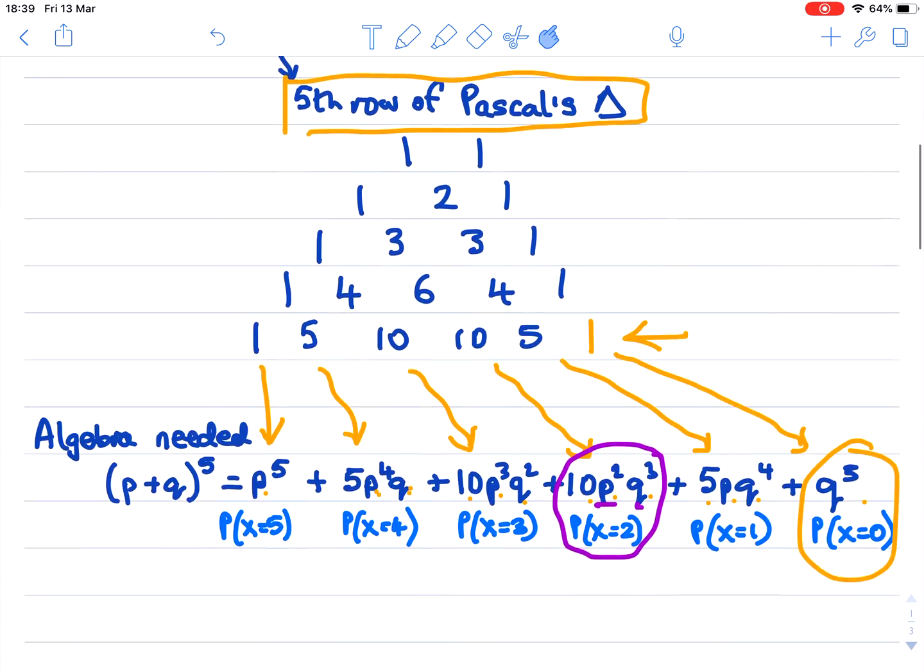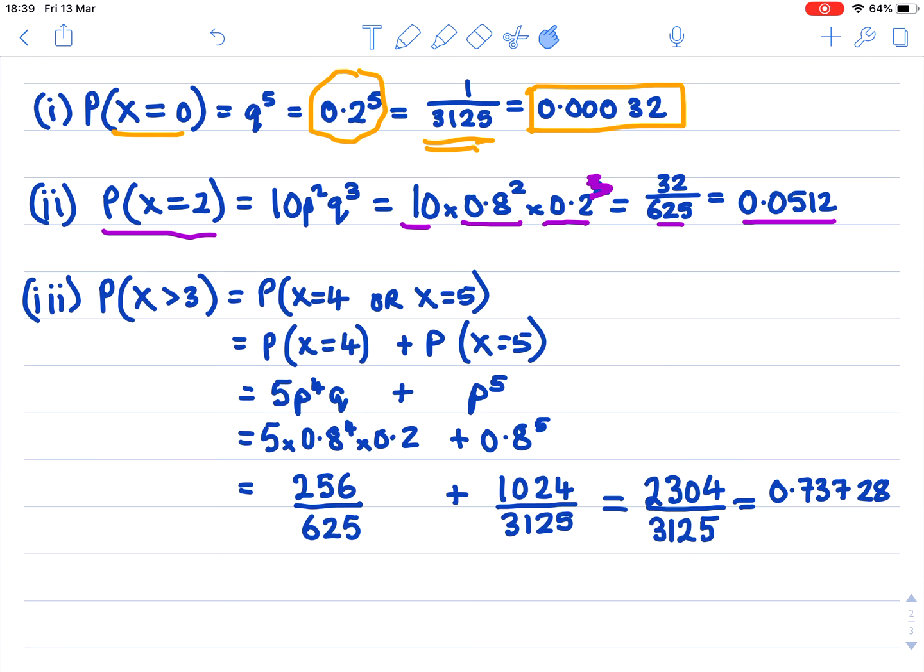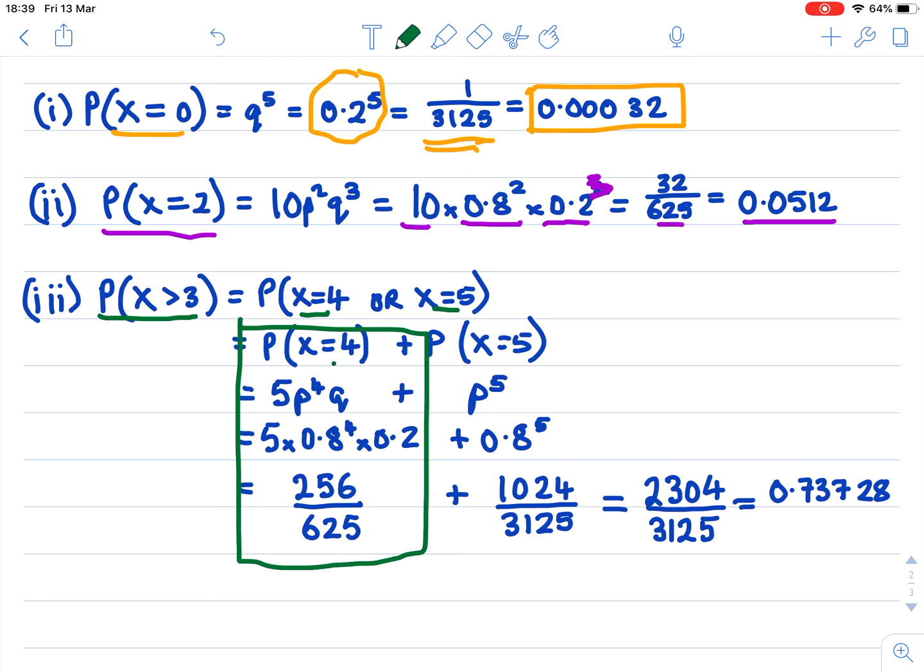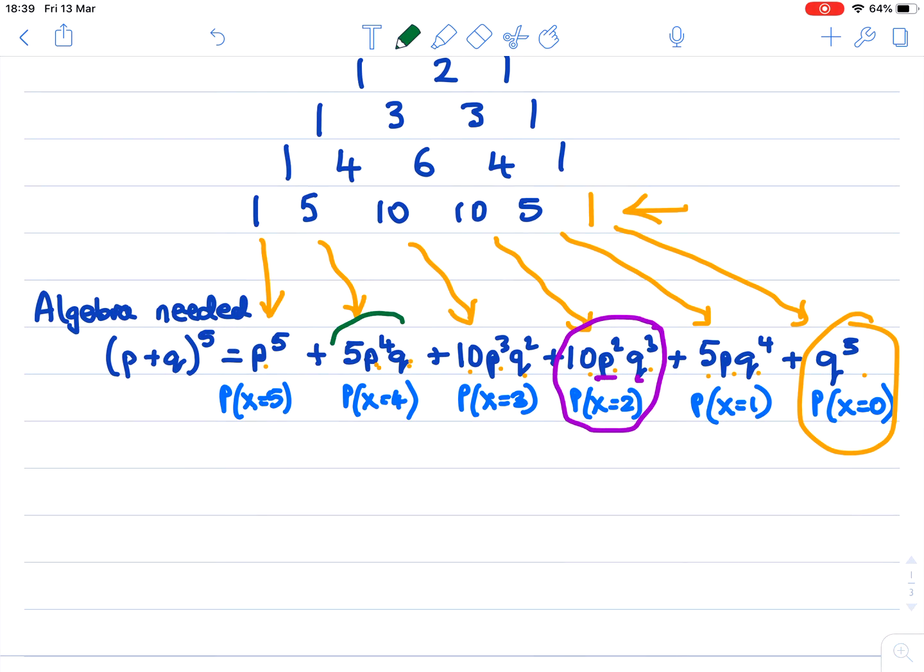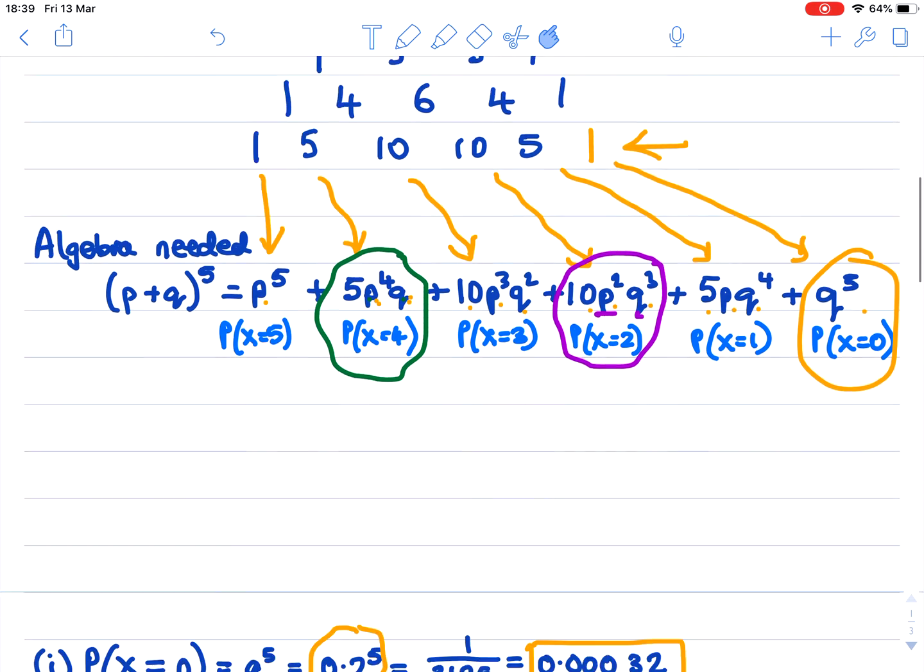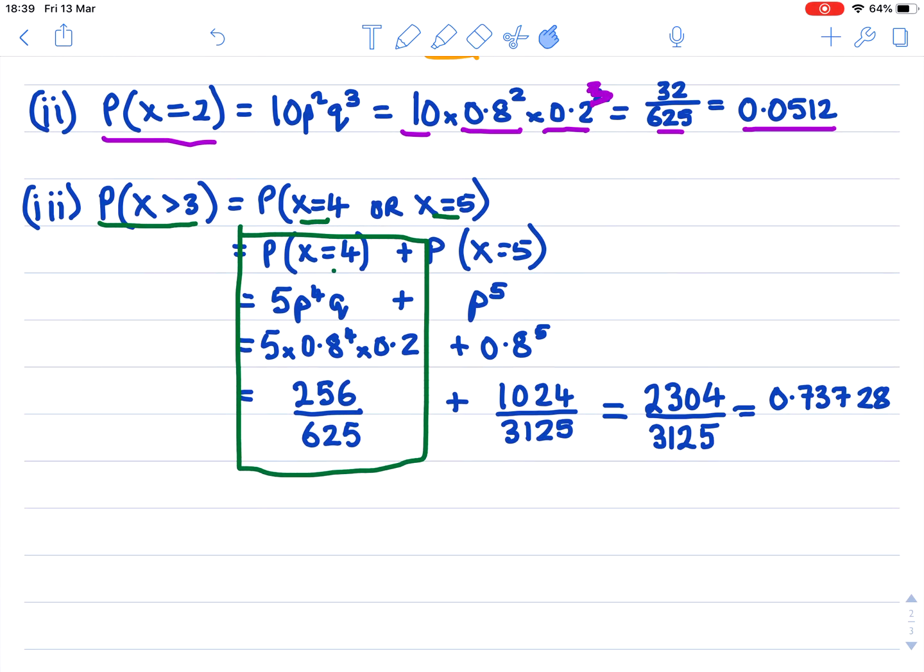Then back to the last part of the question, what's the probability that he scores more than 3 penalties? So more than 3 is the probability that x is bigger than 3. So if he scores more than 3, that means he scores 4 or he scores 5. So we'll work out the probability he scores 4 first. So the probability he scores 4 is, go back and look for the row, so it's this one. There's 5 ways he can do that. So it's 5 p to the power 4 q. So p to the power 4 is 0.8 to the power 4 times 0.2. So that gives us this fraction, 256 out of 625.